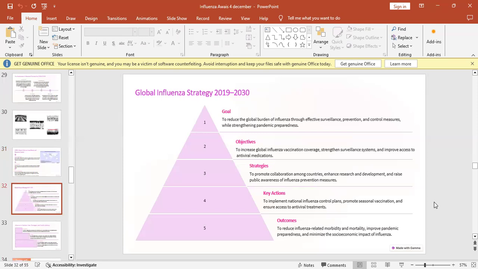influenza prevention measures. The key actions are to implement national influenza control plans, promote seasonal vaccination, and ensure access to antiviral treatments. The outcomes are to reduce influenza-related morbidity and mortality, improve pandemic preparedness, and minimize the socio-economic impact of influenza.